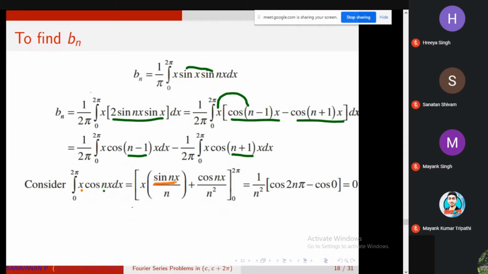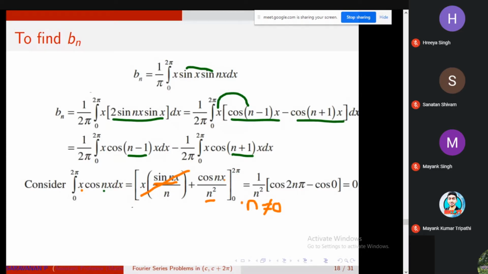So we have sin nx. If I substitute the upper limit, you will get sin 2n pi, that is 0. If I substitute the lower limit, sin 0 is 0. So the upper limit as well as the lower limit value is 0. And you can note that since we have divided by n, this formula is not valid for n equal to 0.